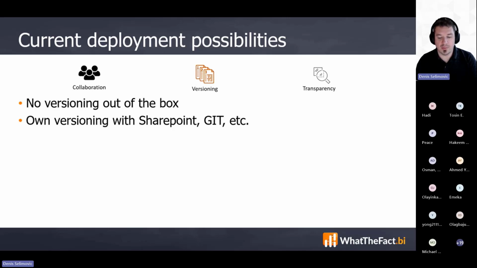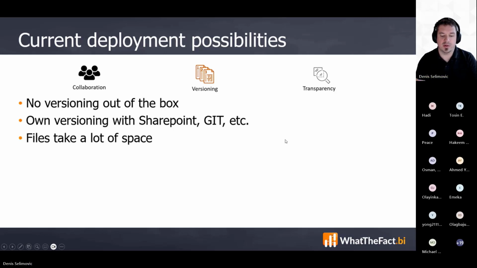I can also check them in, for example, into Git. We will talk a little bit later about what exactly Git is, but I can use another versioning system like Git. I could also use Subversion, a little older approach. I can come up with my own system, but Microsoft doesn't provide a system like this. And last but not least, the files take a lot of space. So if I have different versions, every version will take the whole size. If I have a PBIX file with 100 megabytes and I do 10 changes, I have 1 gigabyte of storage that is used.